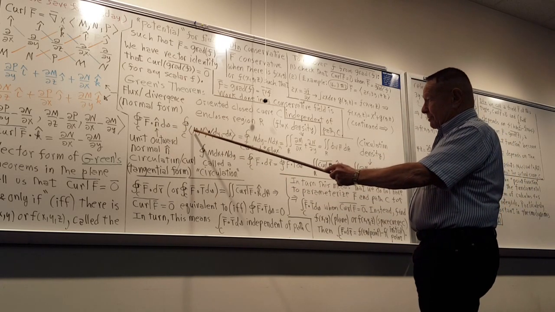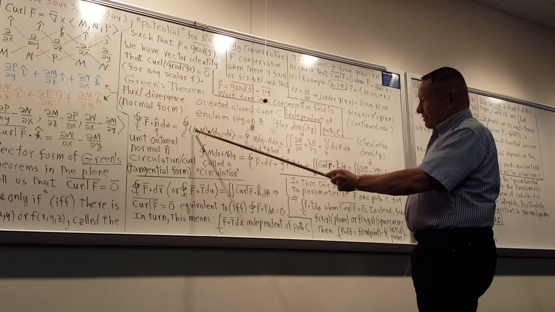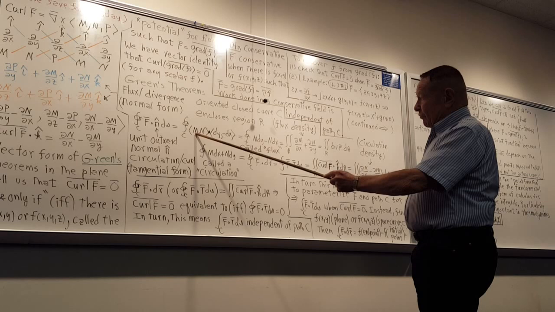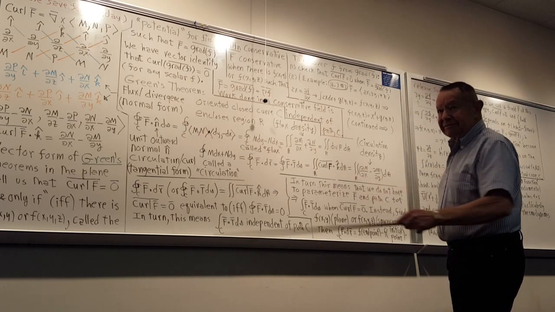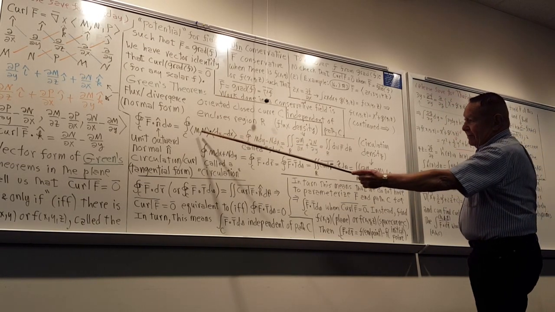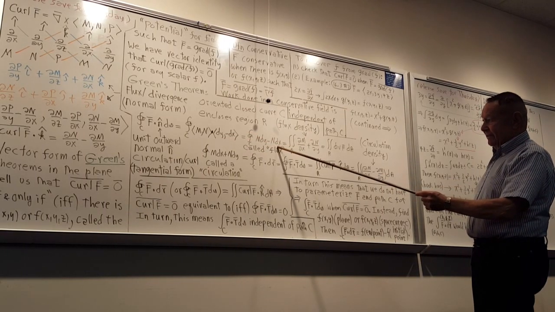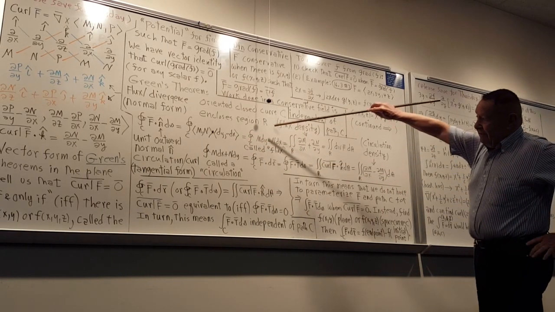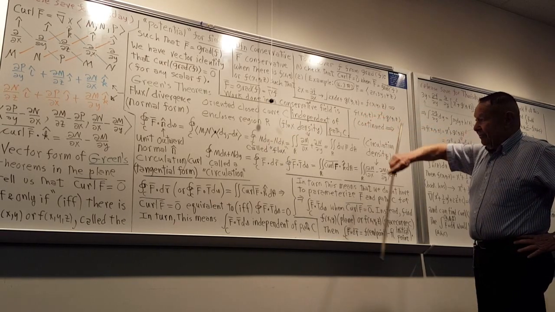And so this could also be written this way, where this, you see, would be the field if you're in the plane as a 2-component vector. And then if you dot this out, you have m dy minus n dx. And Gauss called this a flux integral.